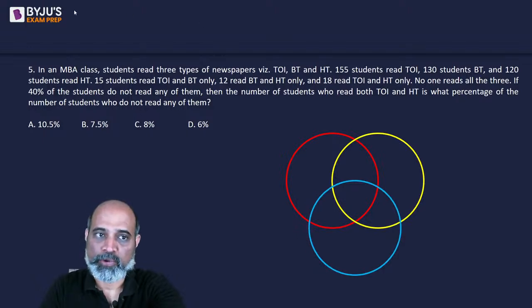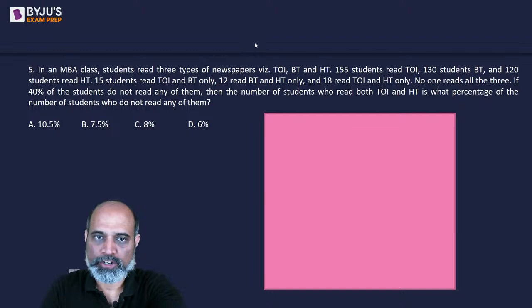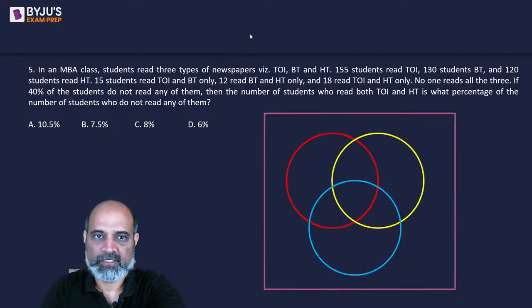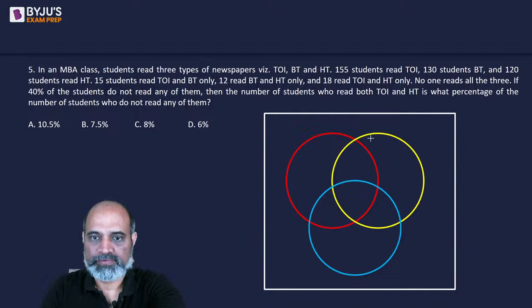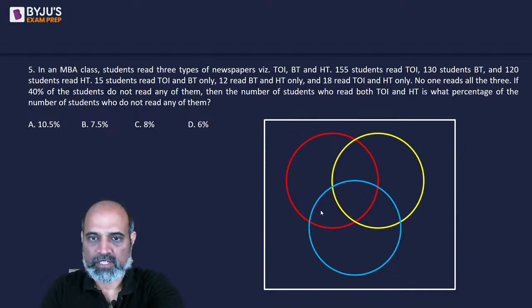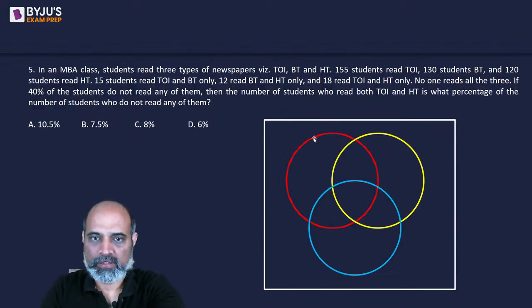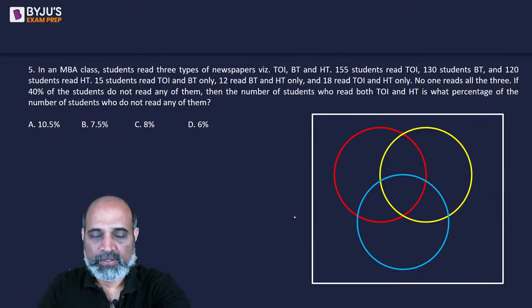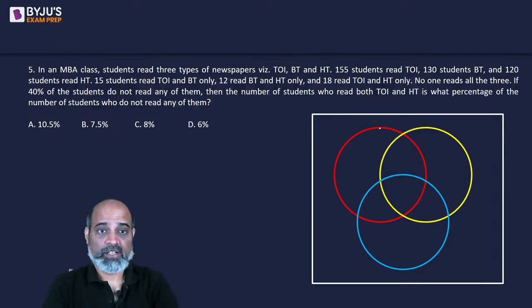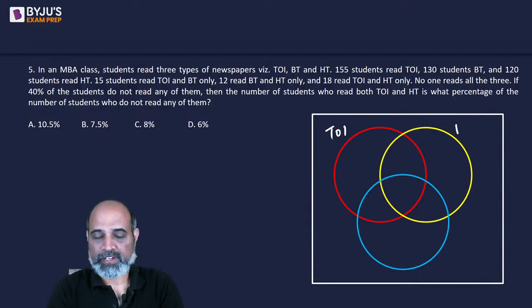Okay. We also need a boundary because we are talking about a Venn diagram. Syllogism doesn't require any boundary, but in the case of a Venn diagram, it does, isn't it? Let me move it to the side so that if there is any calculation or formula to be put. Okay. So we have got TOI, we have got BT, and then we have got HT.